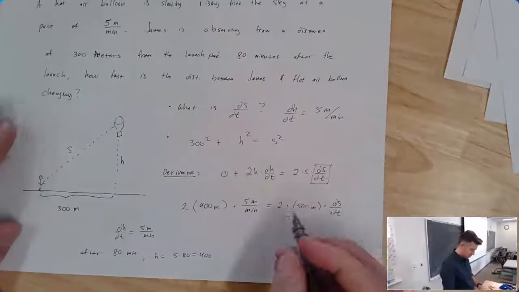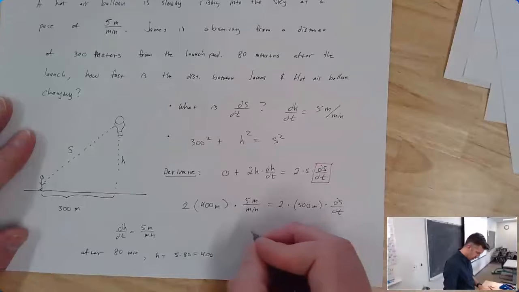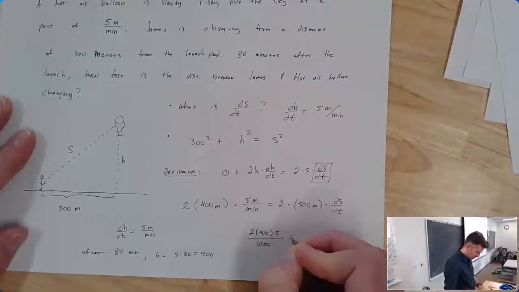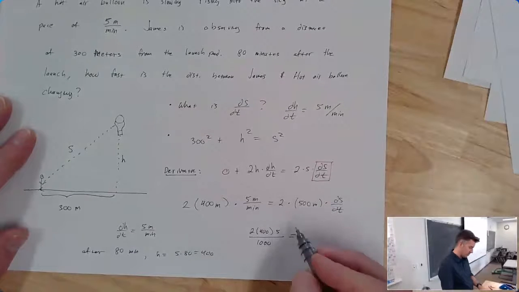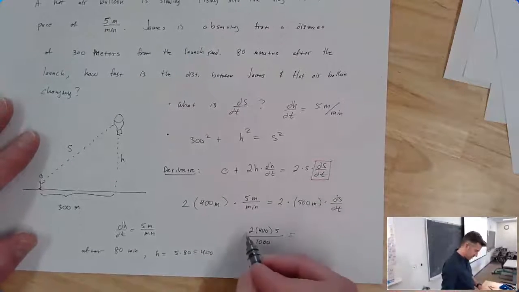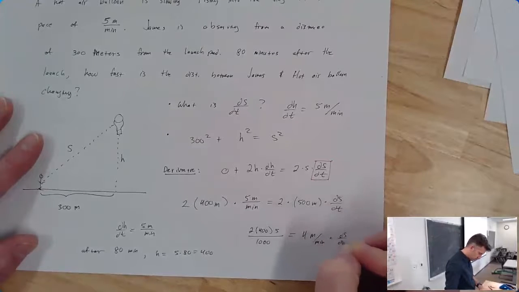So then solving for ds/dt, I'm just going to divide both sides by 1,000 here. So I'm going to have 2 times 400 times 5 divided by 1,000. That's going to be 4,000 over 1,000. That's going to be 4 meters per minute is equal to ds/dt.